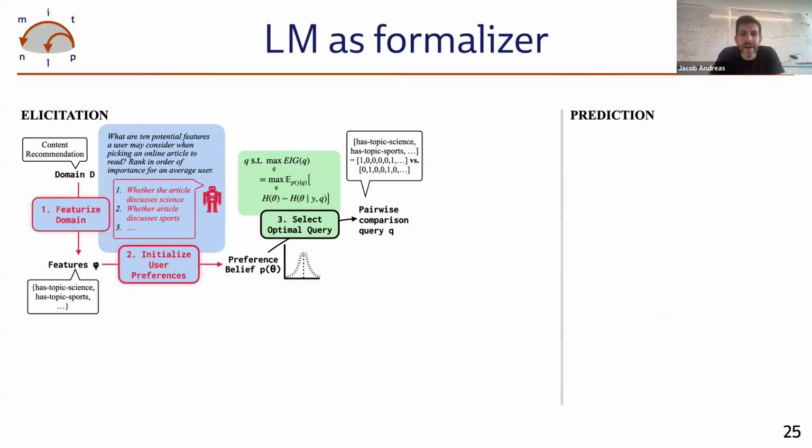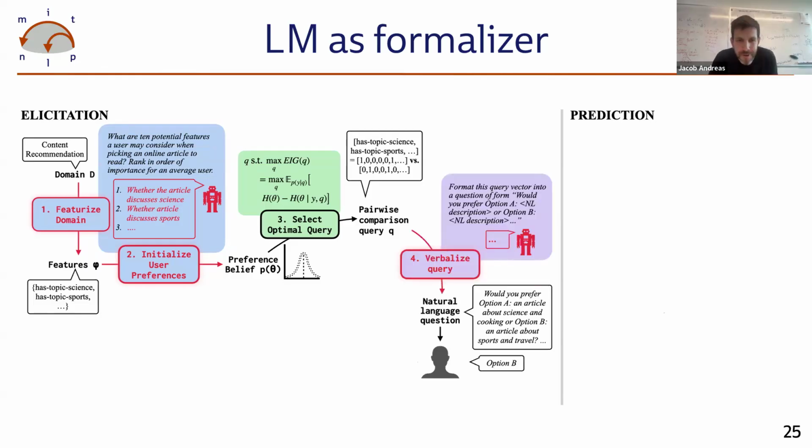Now, obviously, you cannot go to a human user and say, would you prefer an article that has topic science 1, has topic sports 0, has length 27, and so on, and ask them to express a preference over these two feature vectors. What you can do is go to a language model and say, here's my feature space, here are some articles with some feature vectors, here are some feature vectors that I want to compare. Can you synthesize for me articles that give rise to feature vectors of these kinds? And what pops out are naturalistic looking articles that actually have the features as expressed.